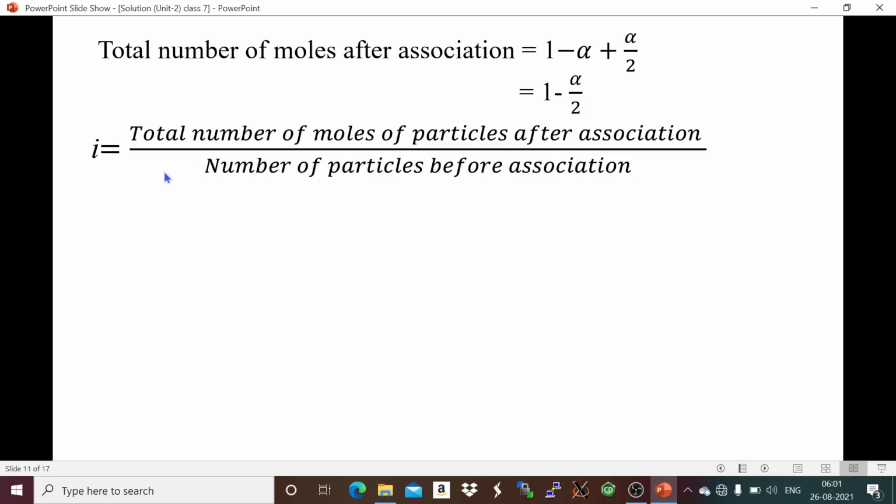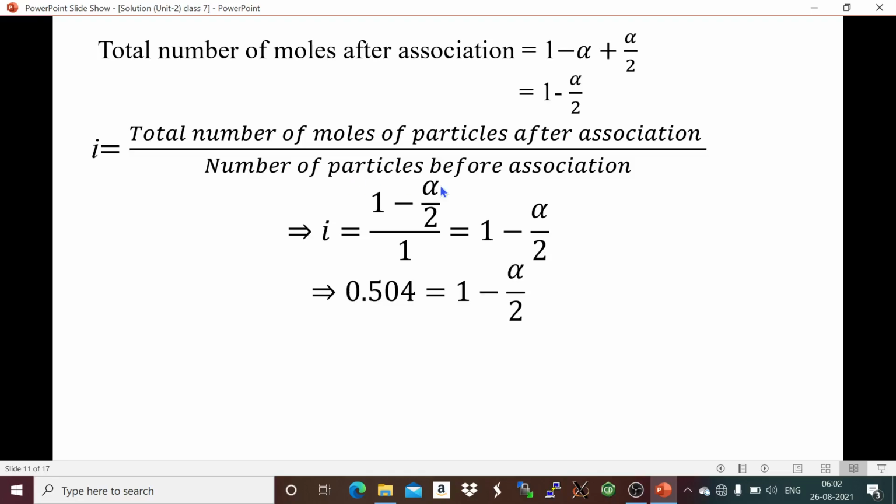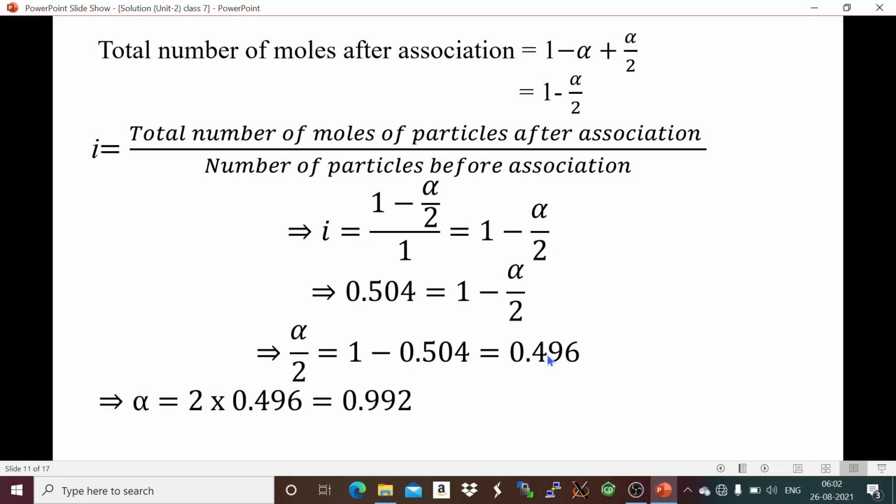So using this formula we can calculate the i value. So i is 1 minus alpha by 2. Again we know the value of i, put the value of i here. It is 0.504. So alpha value is 0.992. So this is the value of alpha.